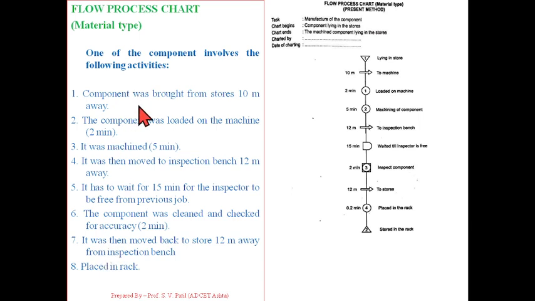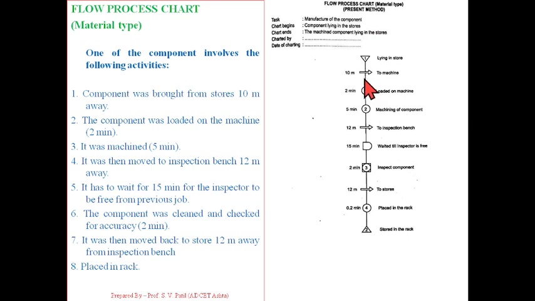The first event, that is the component was brought from the store 10 meters away. So initially the component is lying in the store. Already in the heading part we have said that the chart begins with the component lying in the store. So for that purpose we are supposed to use an inverted triangle symbol which indicates the storage event. It is numbered as 1, lying in the store. Now the first event, the component was brought from the store 10 meters away. This is the event related to transportation, and the Therblig or symbol for the same is a hollow arrow that is shown over here.